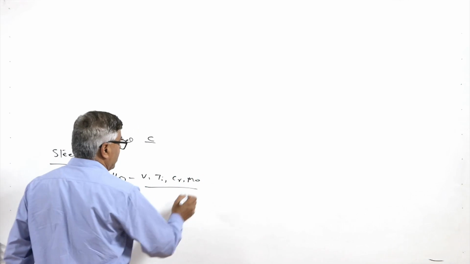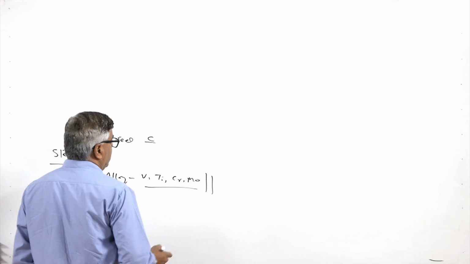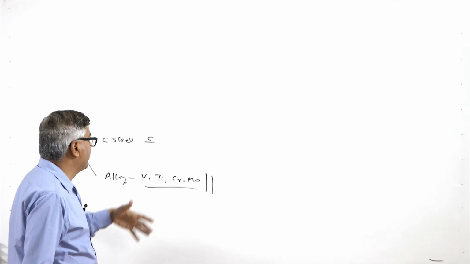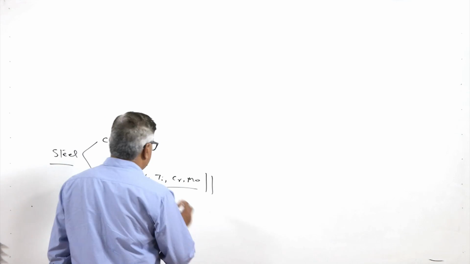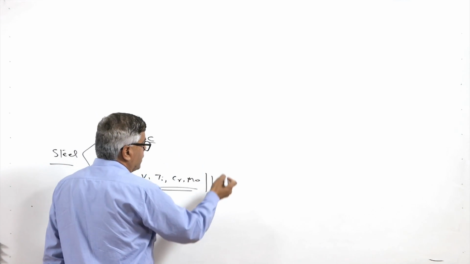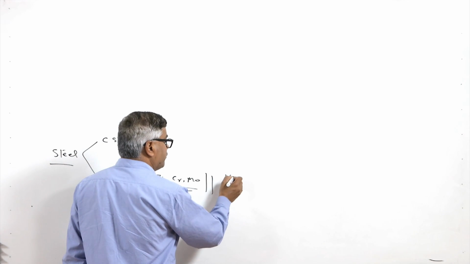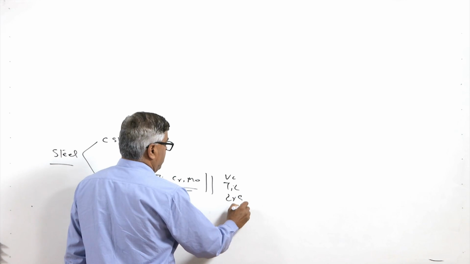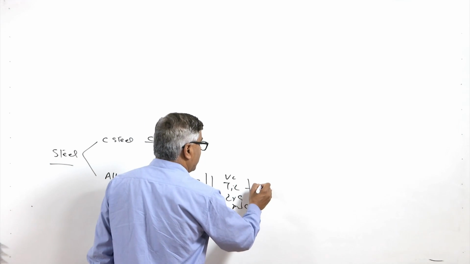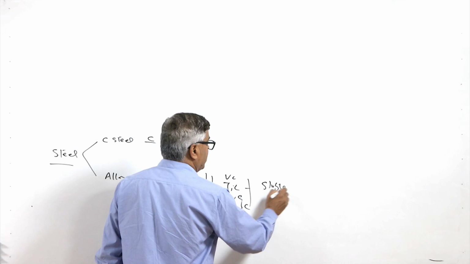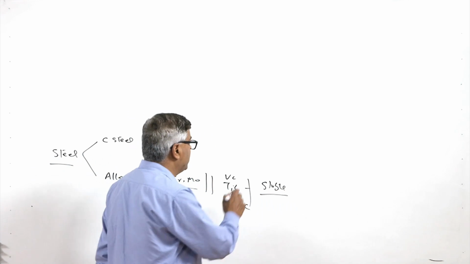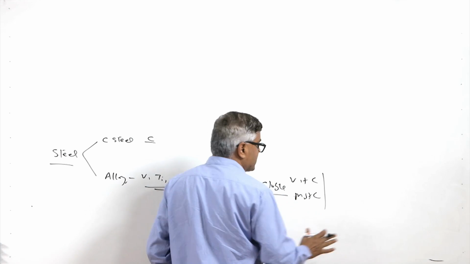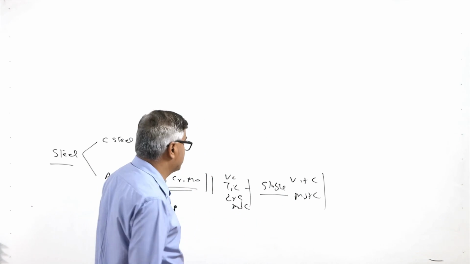These elements have a good affinity with carbon, and their affinity towards carbon is even greater than that of iron. Because of this greater affinity as compared to iron, they easily form their carbides like TiC, VC, chromium carbide, and molybdenum carbide. These carbides are very stable, they do not decompose into elements like V plus C or Mo plus C. They remain stable, and they need longer time to get destabilized.